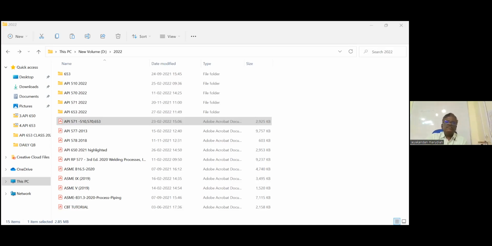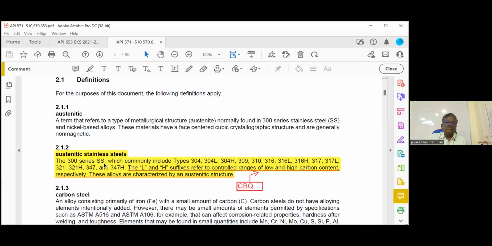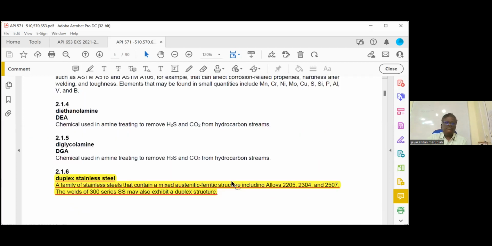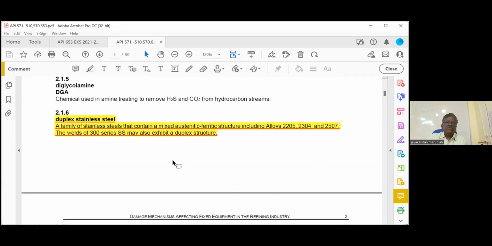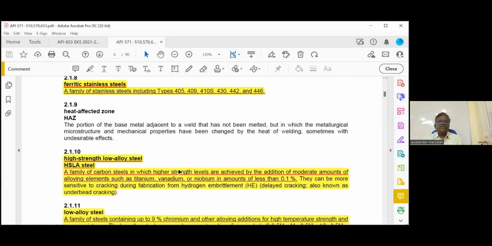Highlight the austenitic stainless steel, which is in 2.212. So the 300 series, 304L, this is important, close book. The L and H suffix refer to control ranges of low and high carbon content. Then duplex, highlight 2.1.6: a family of steel containing mixed austenitic and ferritic. Then ferritic stainless steel, highlight this, a family of steel including the 400 series.